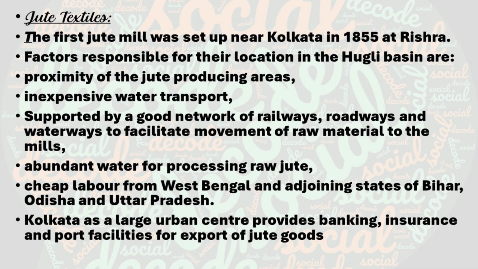Clear? Why are most jute mills located in the Hooghly basin? It is one of the important questions. Because we used to get abundant raw jute from nearby fields. And one more thing is water transport from the Hooghly river, cheap labor available from neighboring states, and the power supply. Apart from that, port facilities at Calcutta for export and a large market nearby.